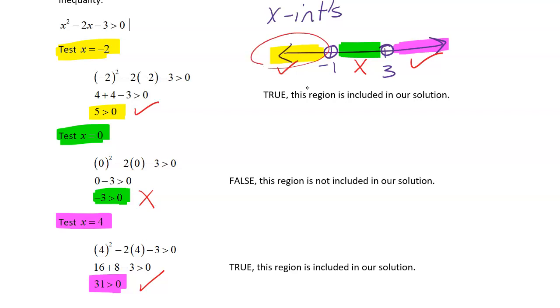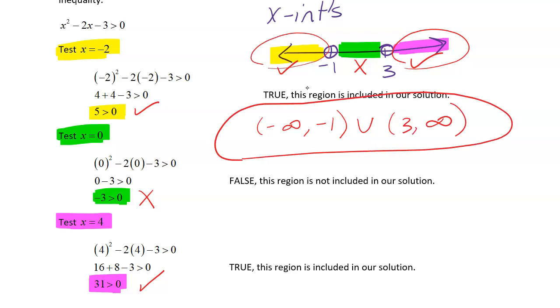So then you write the sections that check as your interval answer. So this section here, that's your -infinity to -1. And then union, this section here checked. So that's 3 to infinity. So obviously we're getting the same answer as what we got when we looked at the graph, but this is a valid way to do it.